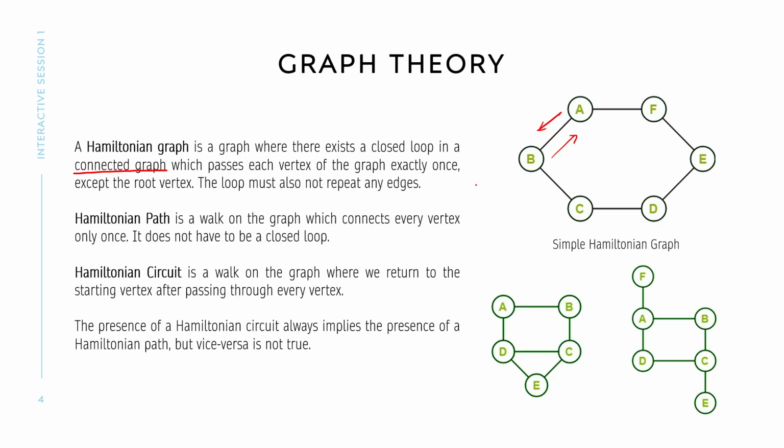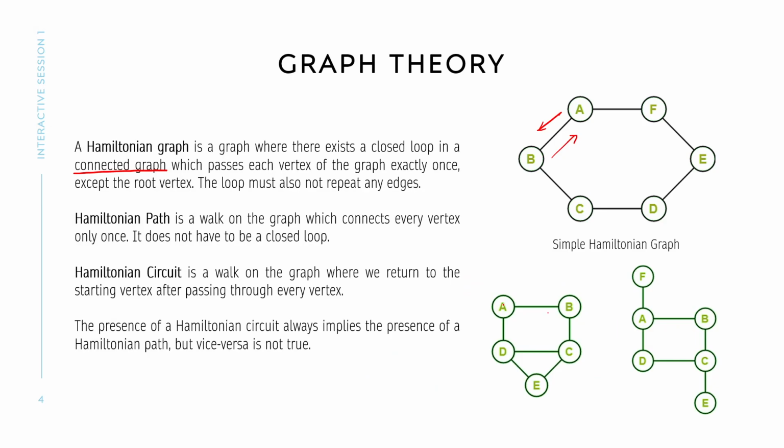In a Hamiltonian graph there are two sub parts, you could call it. One is called a Hamiltonian path, which is just a walk on this graph which connects all the vertices. It does not have to form a closed loop. A Hamiltonian circuit, however, is a walk on this graph where we return to the starting point. This is a very simple Hamiltonian graph which you can see. Now let's look at these two examples on the bottom.